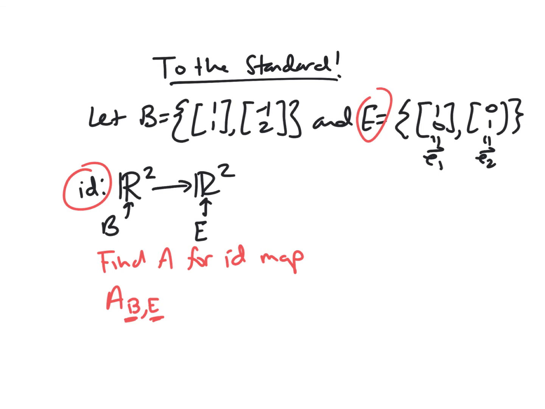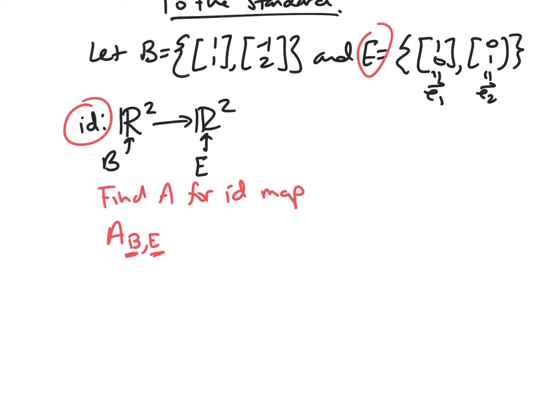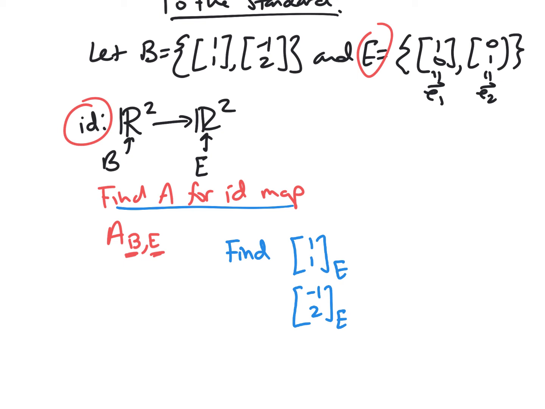So how do we do this? Well, if we're just trying to find a matrix for the identity map, that means we should find where the basis vectors for our first space go and then take their coordinate vectors, right? So we should find, well, what's their image? It's just going to be themselves, right? So we want to find the coordinate vector in E of (1, 1) and the coordinate vector in E of (-1, 2). These will be our columns of A. And in this case, we're in luck because we naturally write things in terms of the standard basis.